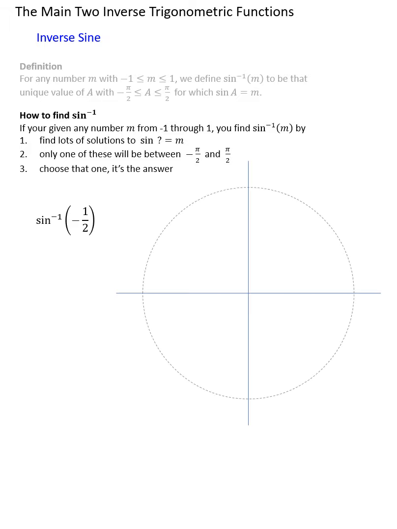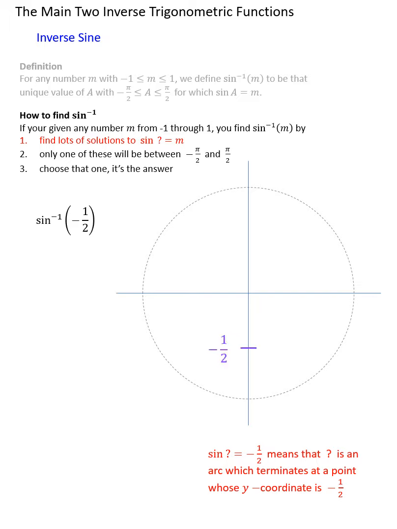So let's look at our unit circle and follow our 3-step process for finding the inverse sine of negative 1/2. Step 1, we need to find lots of solutions to sine of something equals negative 1/2. For the sine of some value to equal negative 1/2, that value must correspond to an arc that terminates at some place whose y-coordinate is negative 1/2. You'll recall from the unit circle that the sine is the y-coordinate of the terminal point. So, looking at our y-axis, here is negative 1/2.